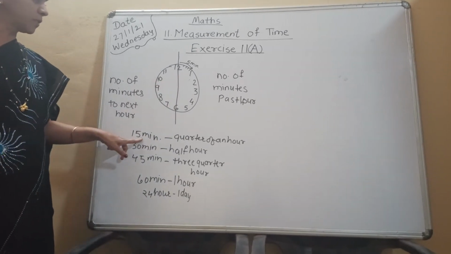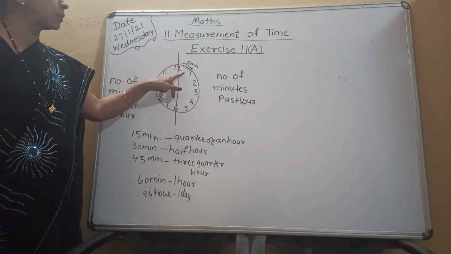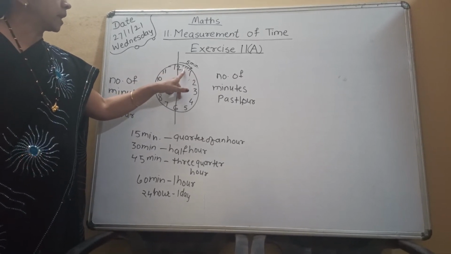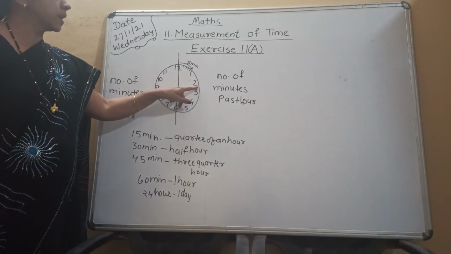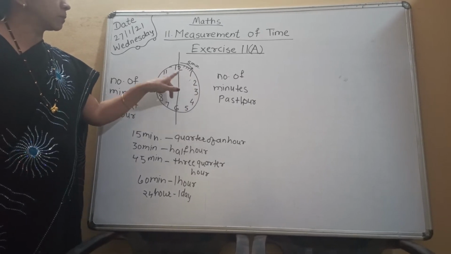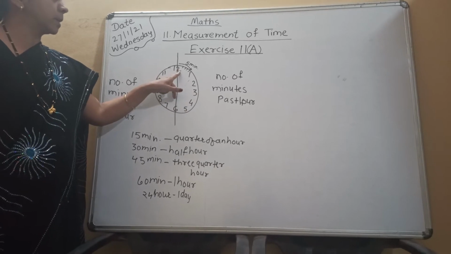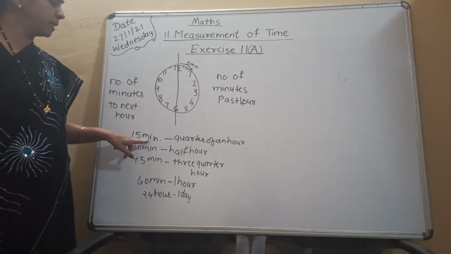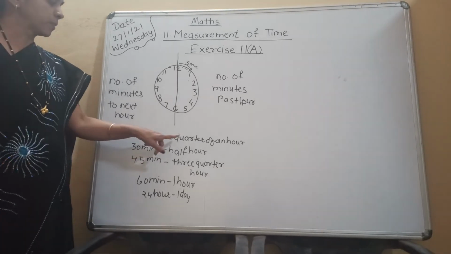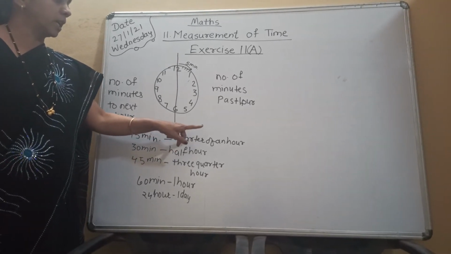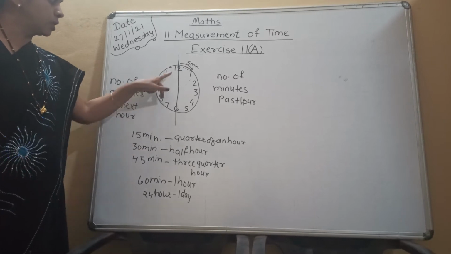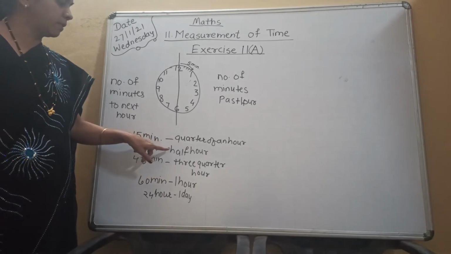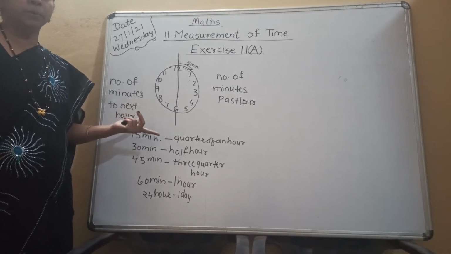Now see, suppose 15 minutes passed. 15 minutes means how much? This 5 plus 5, 10. 10 plus 5, 15. So suppose our minute hand is on this number 3. That means 15 minutes have already passed. What can we say? A quarter of an hour. Okay. Now suppose 30 minutes. 30 minutes means half an hour. Half an hour is remaining for the movie.